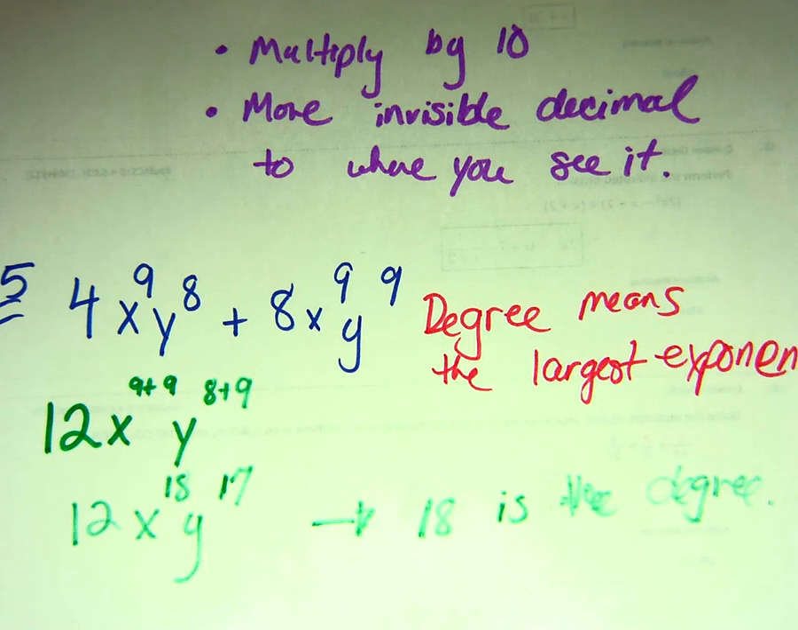Well, we combine like terms. 4 plus 8 gives you 12. Be mindful that when we have the exponents that look alike, we're going to add them. So now we got 9 plus 9, 18. 8 plus 9 is 17. So your 18 is the highest degree. So be careful with that, because sometimes when you're combining your like terms, the exponents do not change.